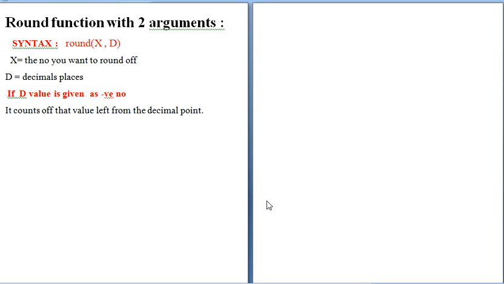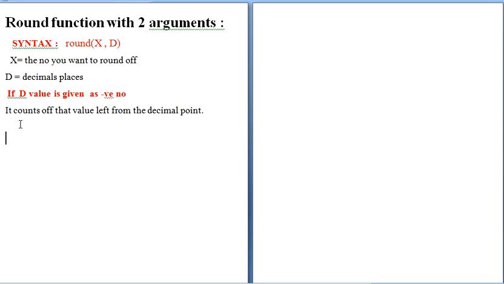Let us see the last method of how to use a round function with two arguments: the round function using the second argument as a negative number. Whenever you are using a negative number as its second argument, it counts that value left from the decimal point. Before learning about this, let us see a fast recap of how the round function works with two arguments, with a positive number as its second argument.